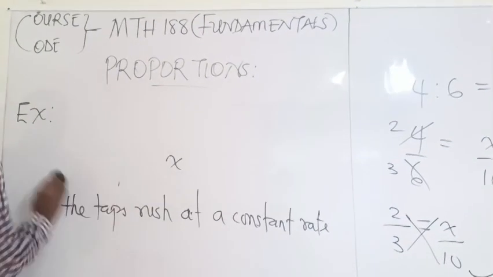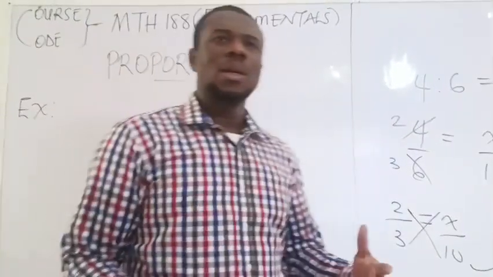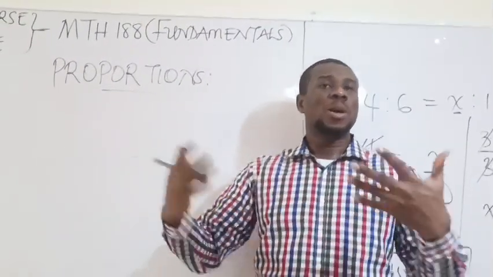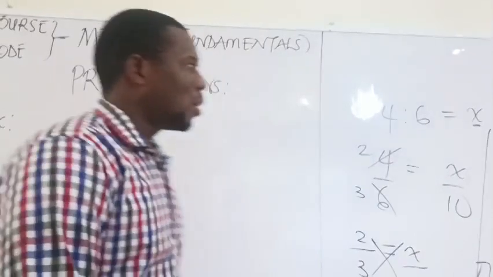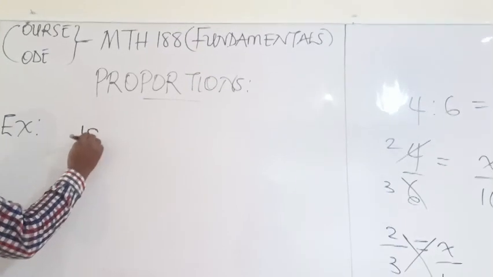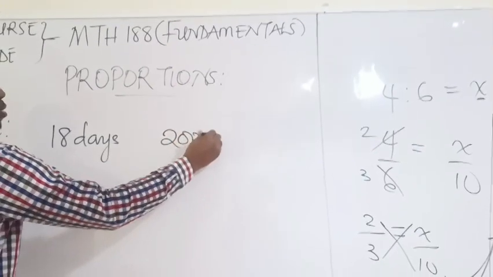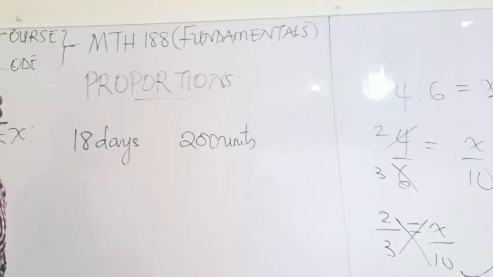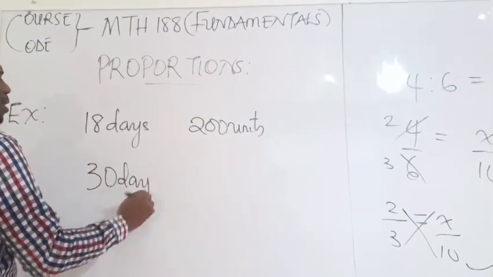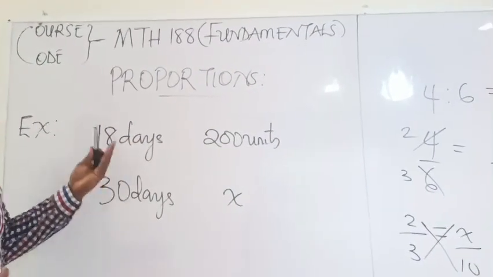Now I'm comparing the number of units of electricity consumed to the number of days it was used. Let's say it takes 18 days to consume 200 units of electricity. The question is, in 30 days, how many units would be consumed, if the consumption were at a constant rate?